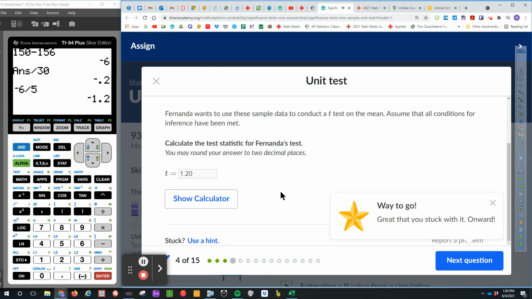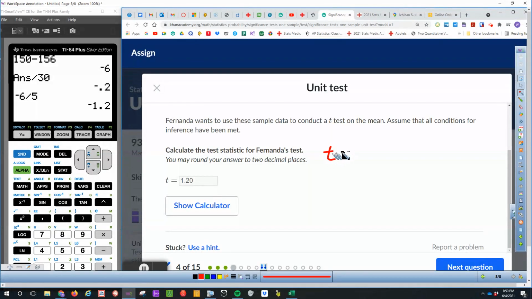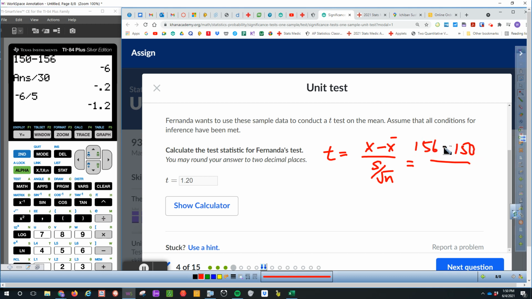Okay, so I think what it is is this. The t statistic is x minus x bar divided by the sample standard deviation divided by square root n. And it appears that the mean is actually 150. The sample was 156. And here will be 30 divided by root 36. So do the math, 6 divided by 30 divided by 6, right? Square root of 36 is 6. 30 divided by 6 is 5. 6 divided by 5 is 1.20.